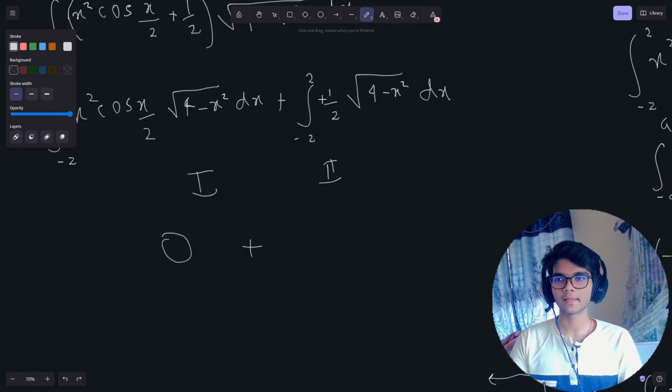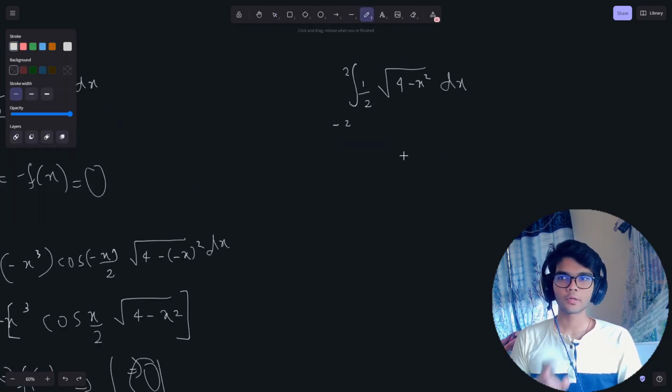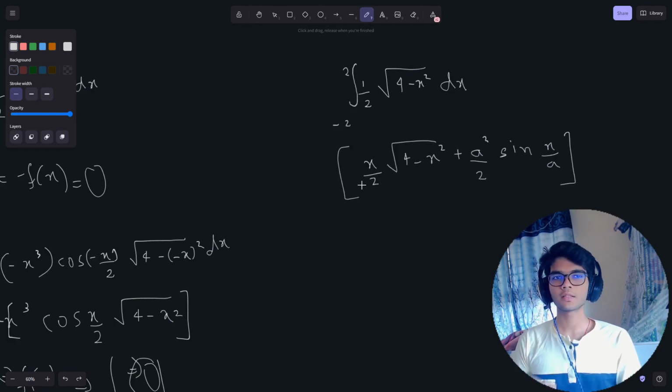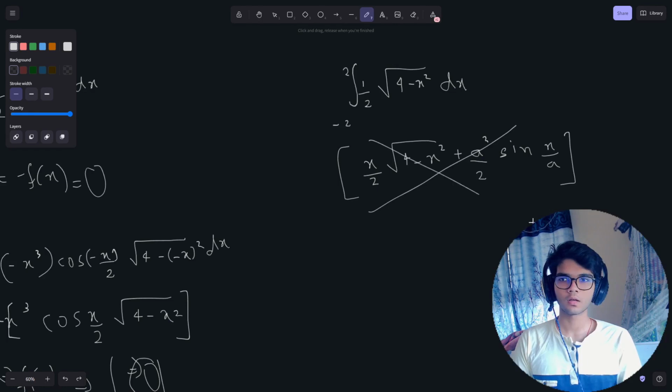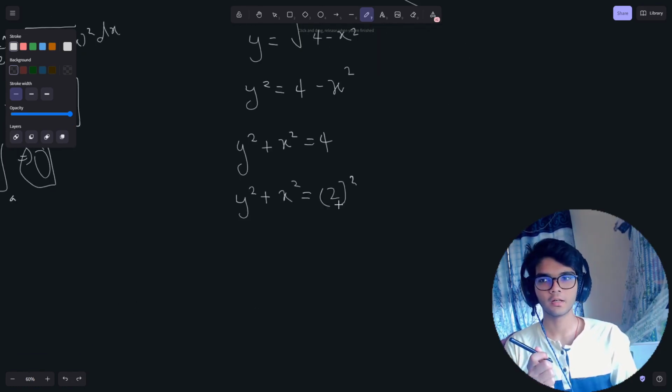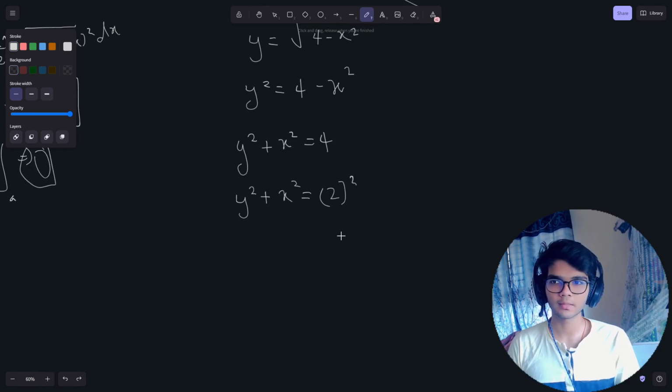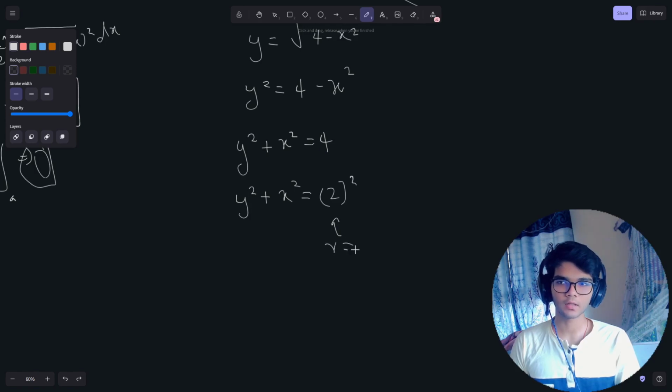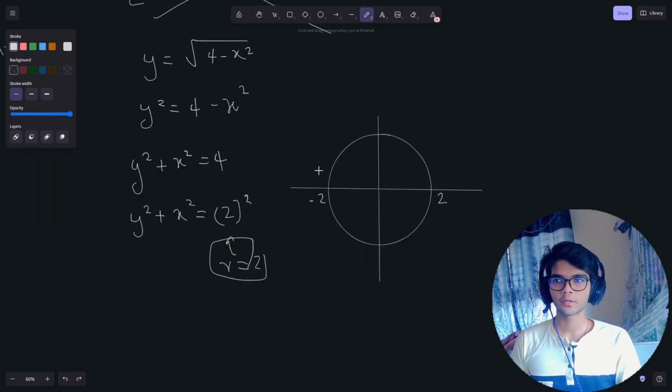Now we will evaluate this integral. Alright, if you look closely, we have a special formula. So this is the formula, but we are not going to use this. We will use an analytical approach, which everyone can understand basically. If we write y is equal to this and square both sides, now this here is an equation of a circle. So this is basically the radius. y squared plus x squared is equal to radius squared, which means the radius is 2. Alright, so the limits are from minus 2 to 2 and the radius is actually 2.